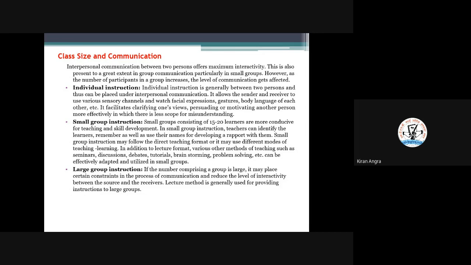In large group instruction, there can be some barriers in the process of communication, as I discussed with you yesterday. So I hope you understand. Now, the topic being focused on in this unit is what technologies you will be using in classroom communication.